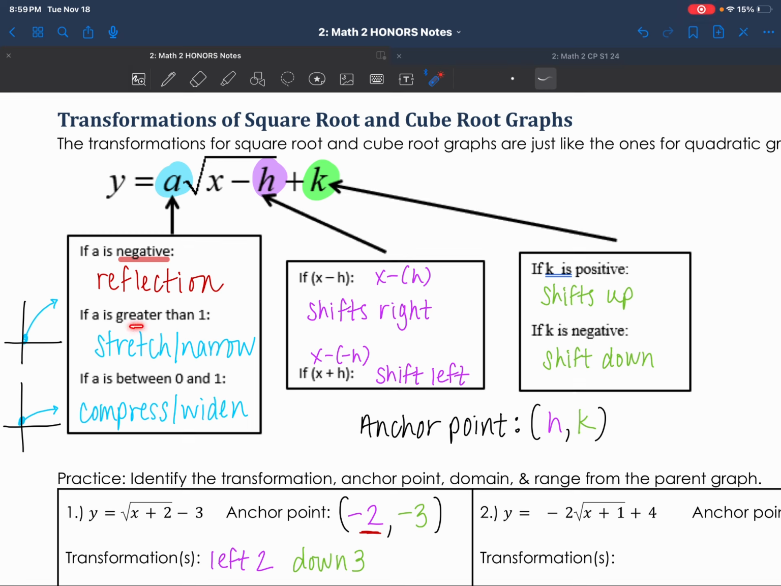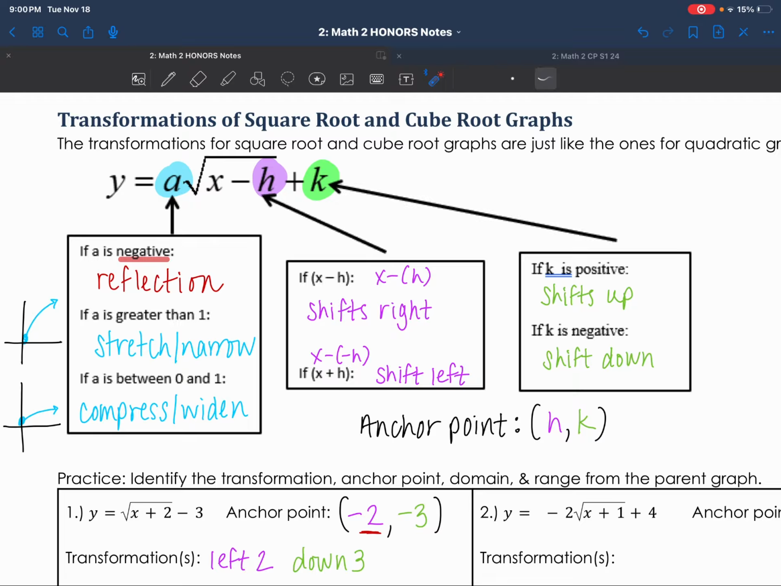If a is greater than 1, it's going to stretch or narrow. So remember, it's going to get more steep. And if it's between 0 and 1, it's going to get less steep and it's going to compress or widen. Now h is still the same as before because it's always going to be x minus whatever the value of h is. So remember, whatever's under the radical, just do the opposite sign of h. So if you see x minus h, you're shifting right. If you see x plus h, it's really minus a negative h, so you're going to shift left. So same thing as we've done before, it's just under a radical now.